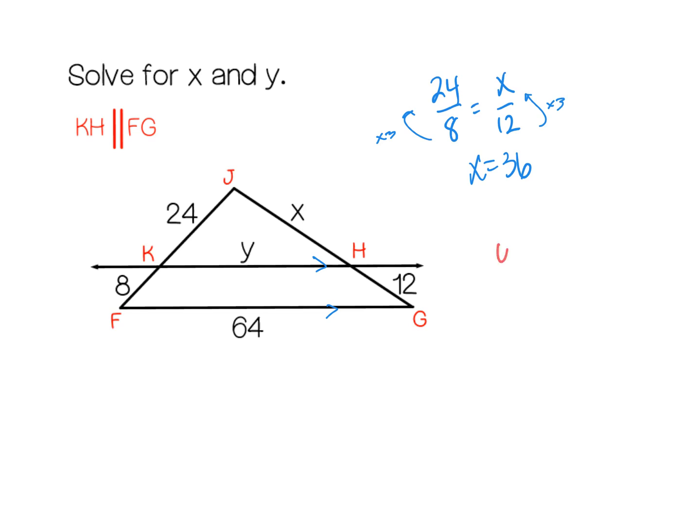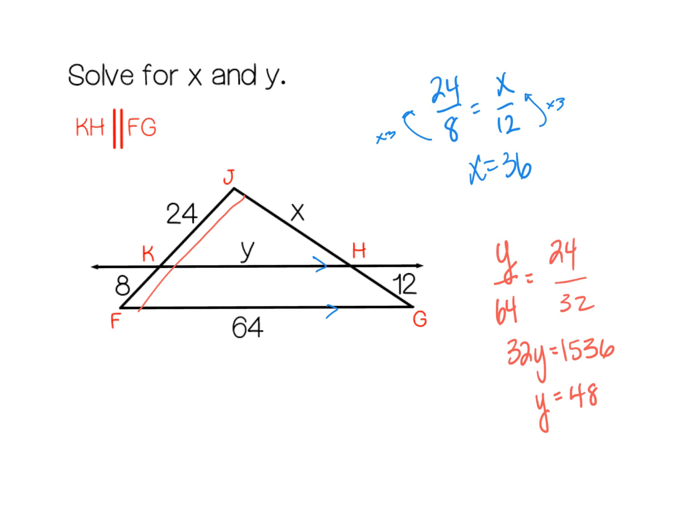Now this time I want to solve for y, and I know y goes with 64. If I look at the top triangle, what associates with y would be the 24, the left side of the triangle. The left side of the big triangle is going to be 32. So I'll go ahead and cross multiply. We have 32y equals 1,536. Divide both sides by 32, and I get y equals 48.